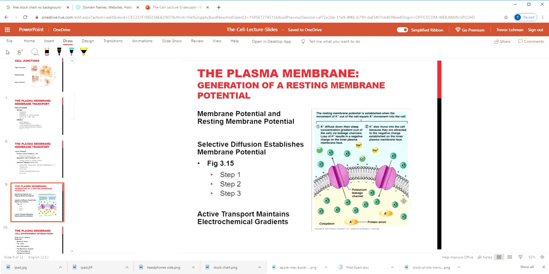So, test questions on that. I may ask you, what ion is most important for establishing resting membrane potential? It's potassium. Where is potassium more highly concentrated? It's more highly concentrated inside.